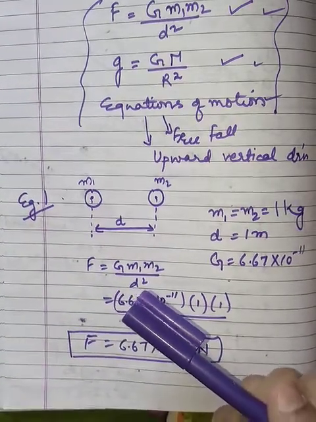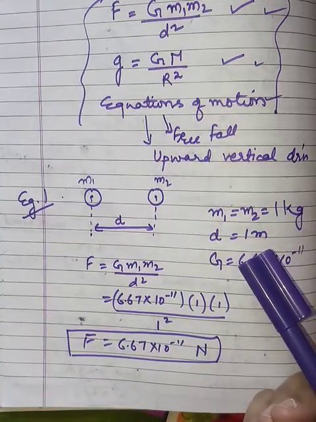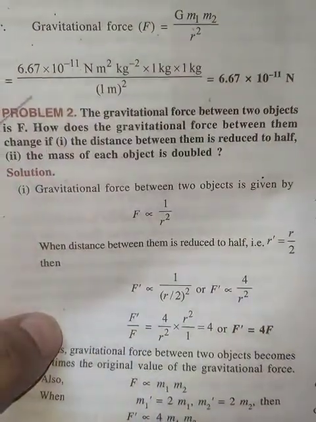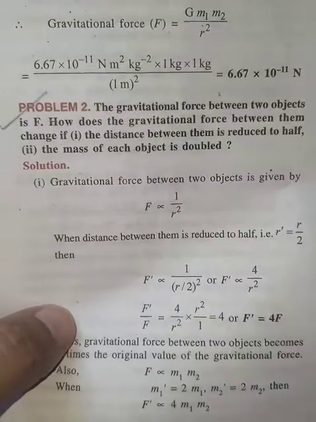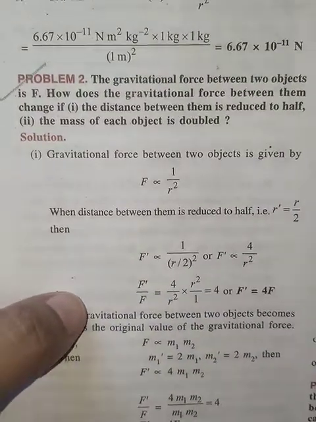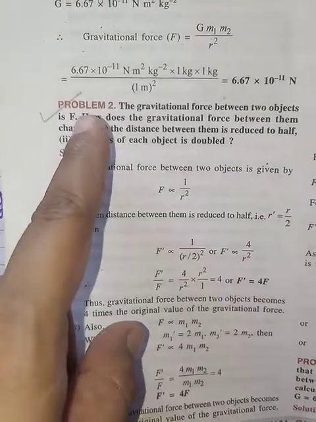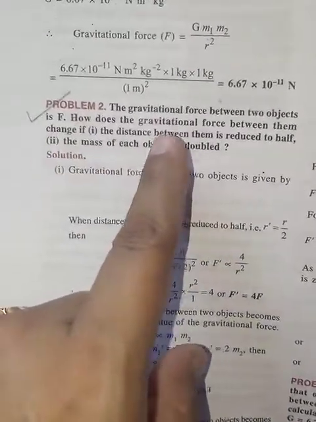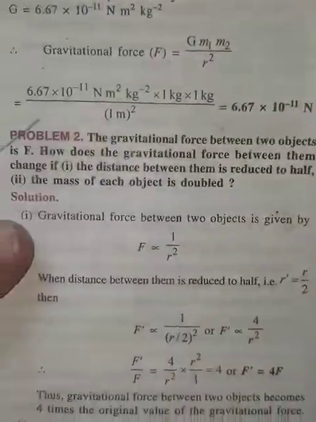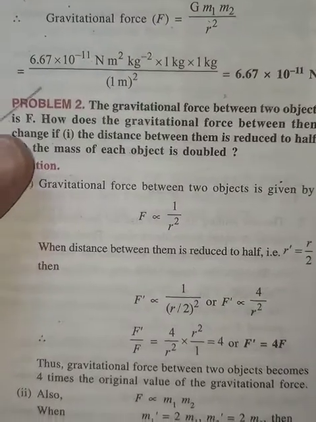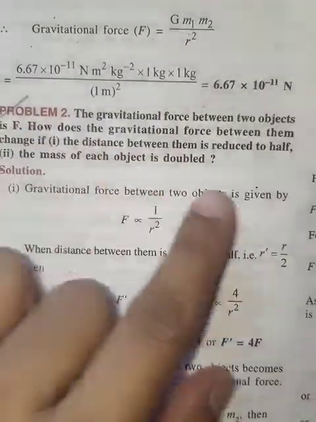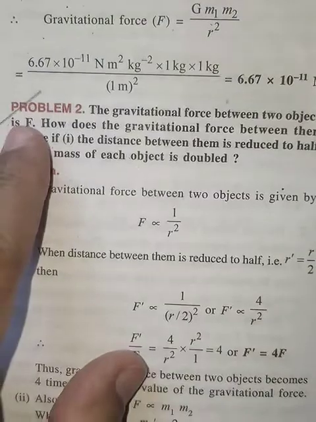Okay, now the next type of question is problem number 2. I hope all of you can see this one. The gravitational force between two objects is F.